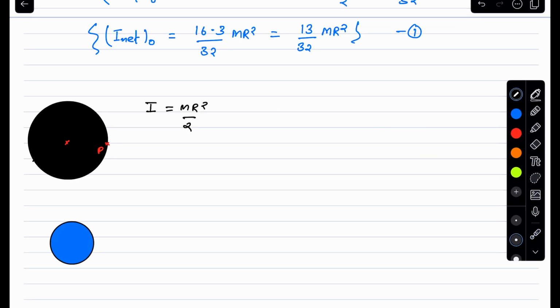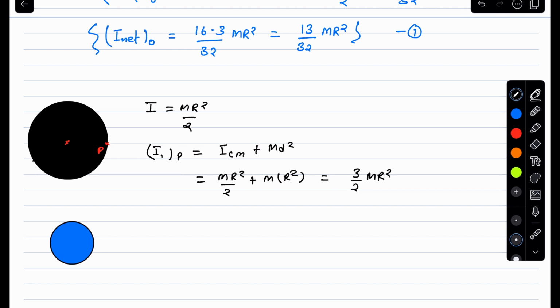As we know, the moment of inertia of the complete disk about its center of mass is mr² divided by 2, and to find the moment of inertia of the complete body about the point P, I am going to apply the parallel axis theorem, which says I_CM plus md². So that becomes mr² divided by 2 plus m times r², which gives 3 by 2 mr².